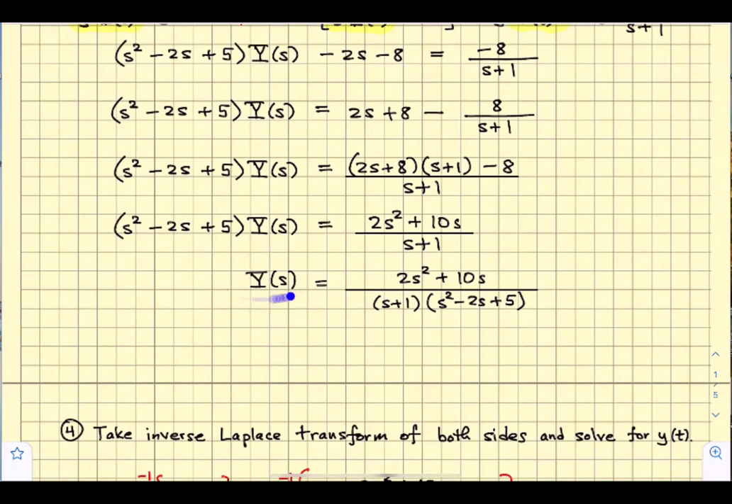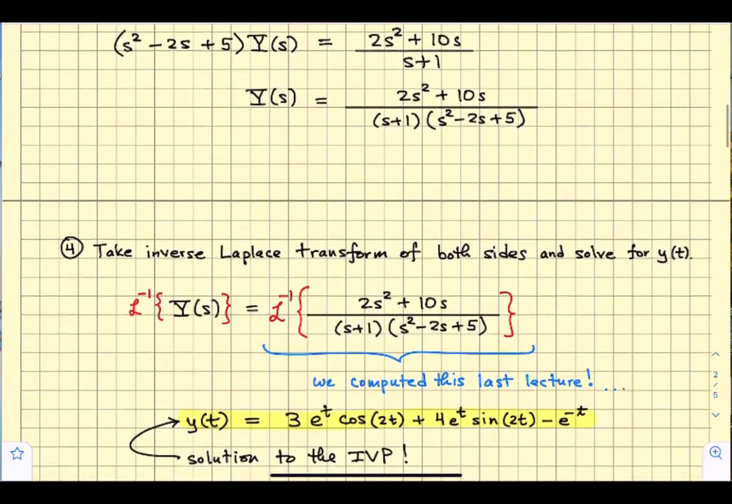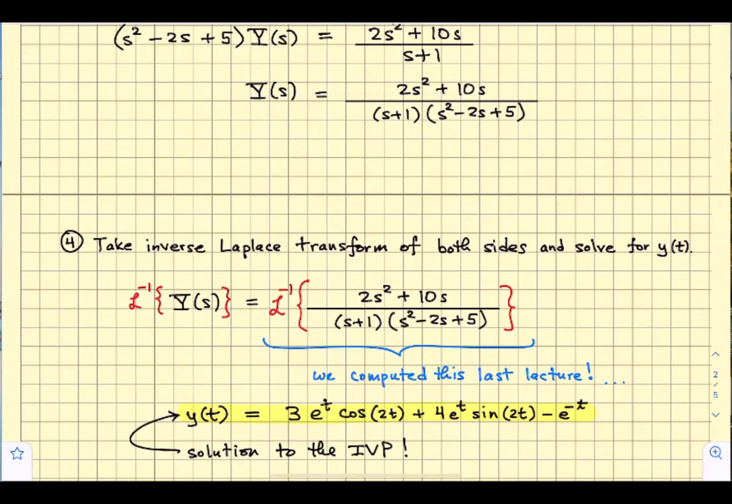So I need to undo this Laplace transform by taking an inverse Laplace transform of both sides here. So let's take inverse Laplace transforms of both sides to get little y of t. So inverse Laplace transform of this is here. Inverse Laplace transform of this is here. I know that the inverse Laplace transform of big Y of s is little y of t. And how would I compute this?